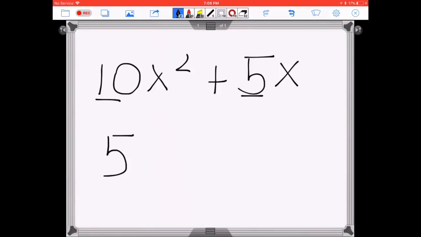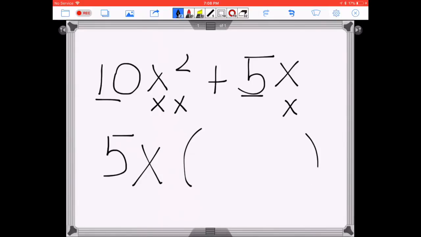And then we go to look at the variables. Well, an x squared is just an x times x. And the 5x has an x. And so what do they have in common? Well, they have one x in common. They both can afford to give up an x. They both can be divided by x. So 5x is going to become part of this greatest common factor.